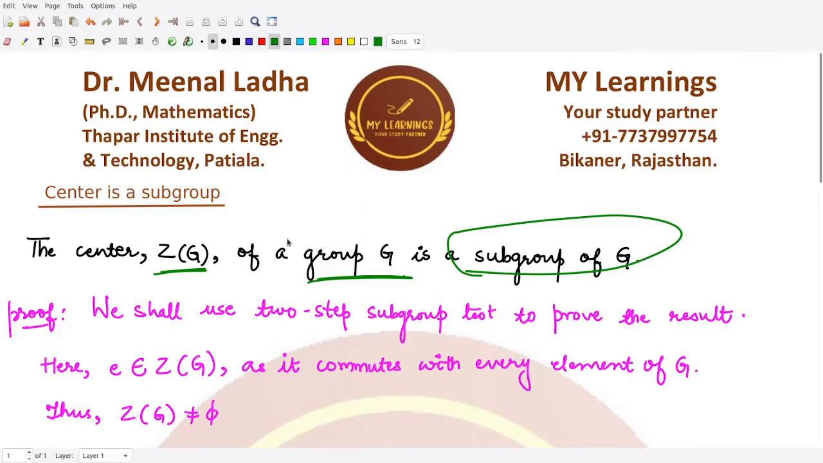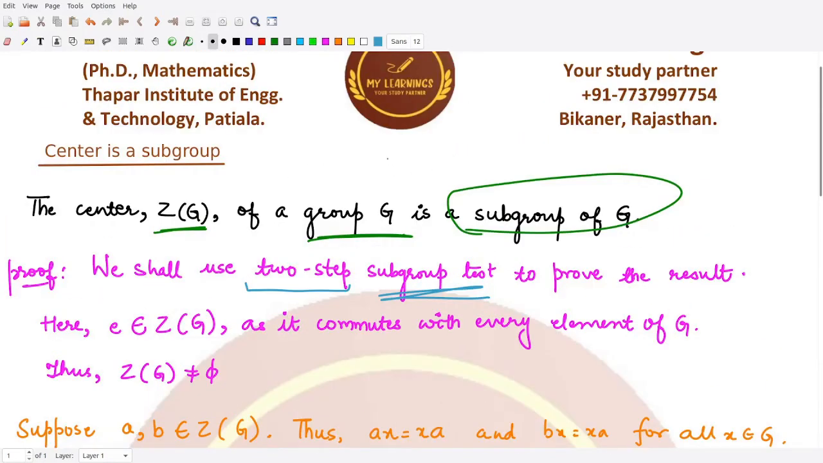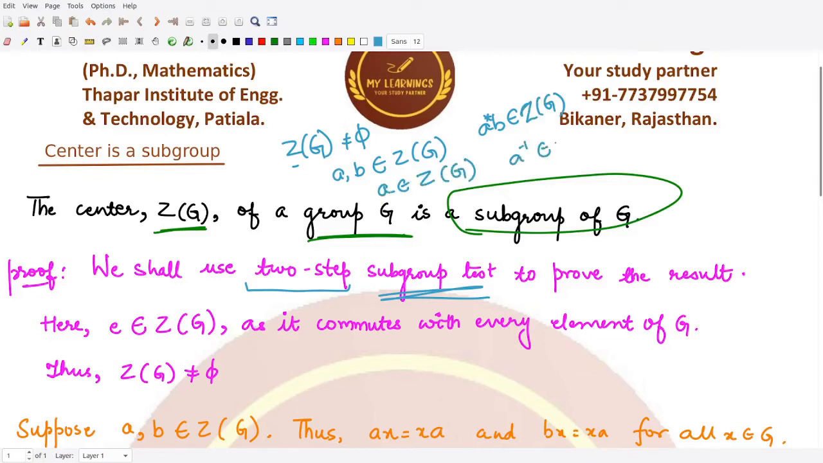For the proof, we shall use the two-step subgroup test. And what is this test? We first have to show that the given subgroup, Z(G), is not empty. Second, we need to show that for two elements A and B belonging to the subgroup, their composition A star B belongs to Z(G). And third, if we take some element from Z(G), its inverse should also be present in Z(G), right?